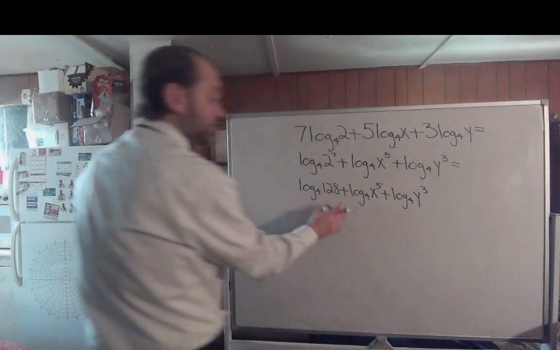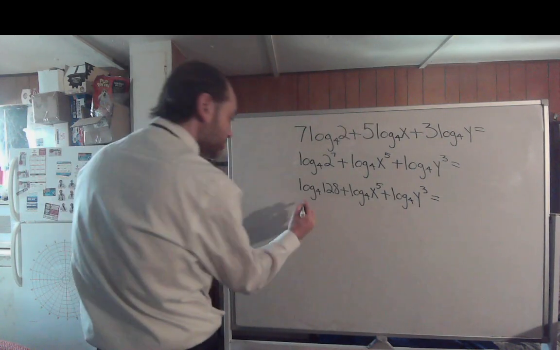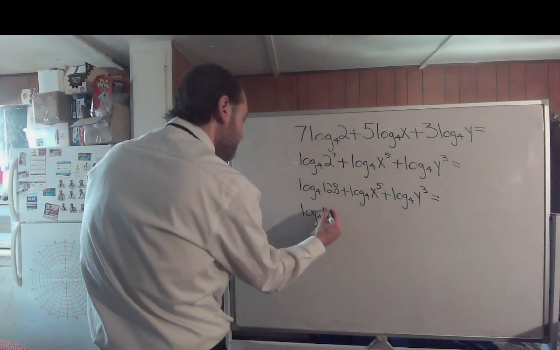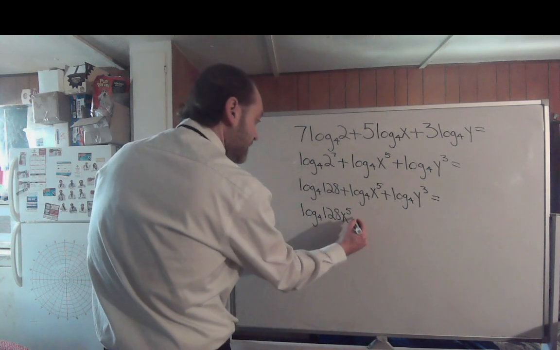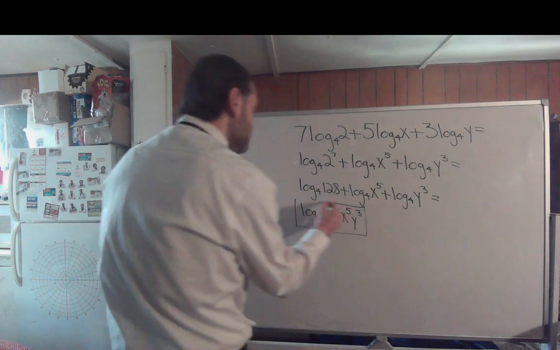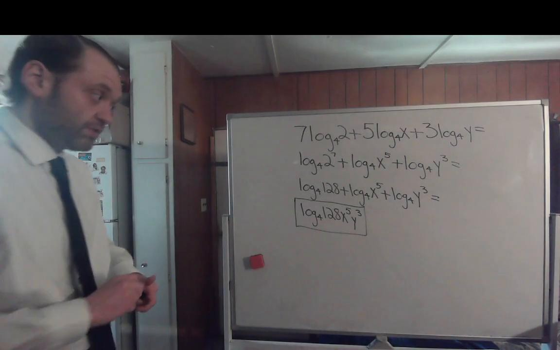Now you just have the sum of 3 logs of the same base, which will turn this into a product rule. You'll end up getting log base 4 of 128 x to the 5th, y to the 3rd. And that would be the best way you could simplify this. Log base 4 of 128 x to the 5th, y to the 3rd.